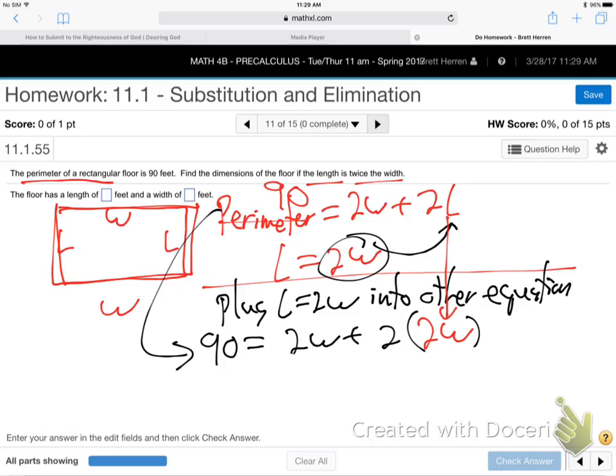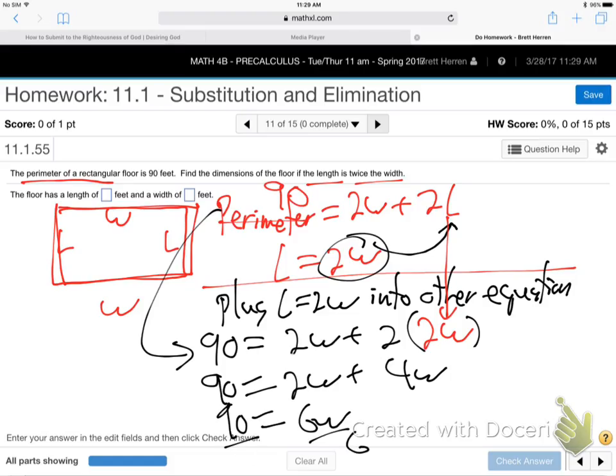So let's solve that then. What do we got here? 90 is 2W plus, what's that, 4W? 90 is 6W, divided by 6. What's that, 15? W is 15. We've got the width. So then you just plug that in. L is 2W. You can plug it in.